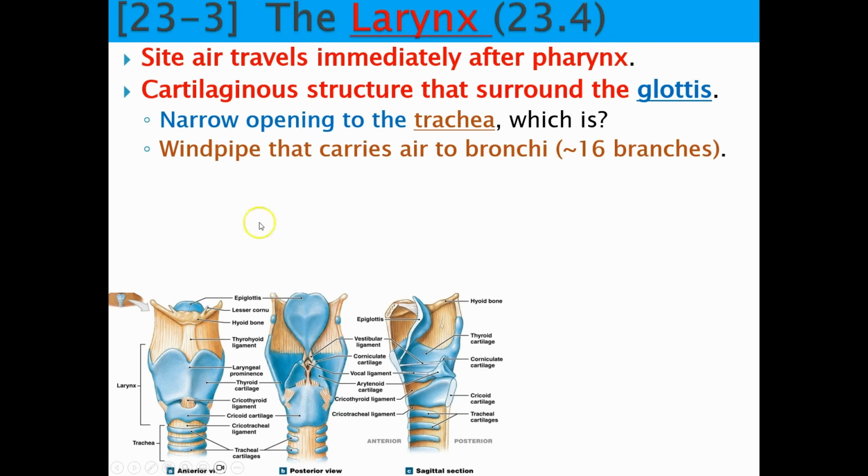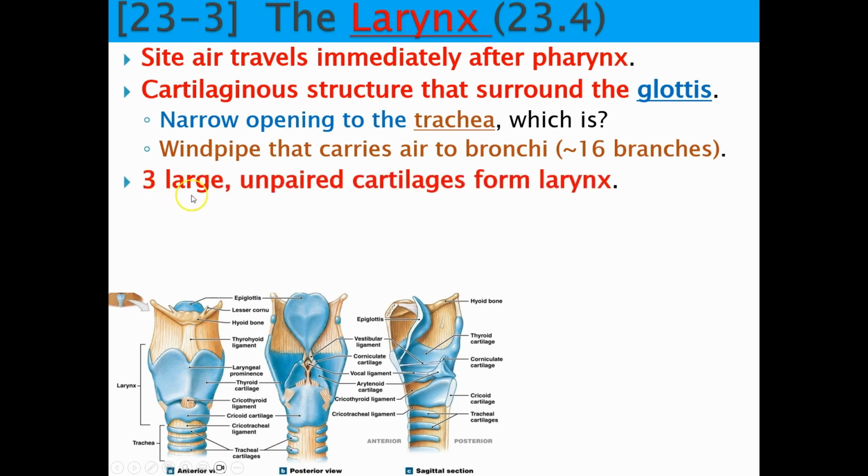All right, so let's continue focusing on the larynx. The larynx is a cartilaginous structure, and it is going to consist of three really large unpaired cartilaginous structures that end up forming what we call the larynx. So if we look at these large ones here, we can see this large one, we can see this large one here, and then you can see that large epiglottis there. So we got a couple of unpaired cartilages to be aware of.